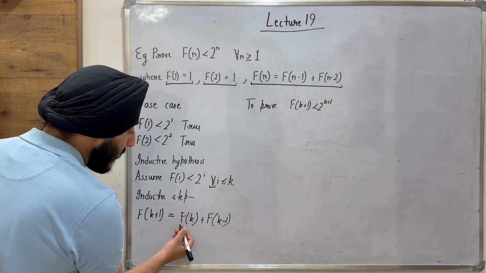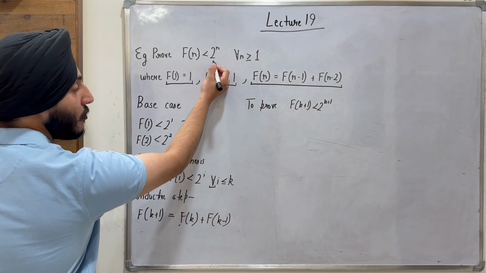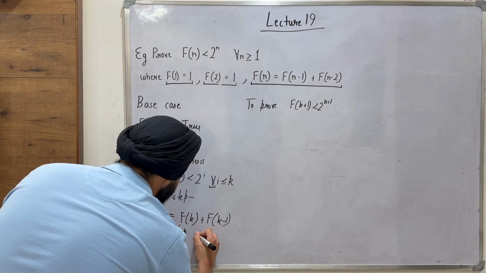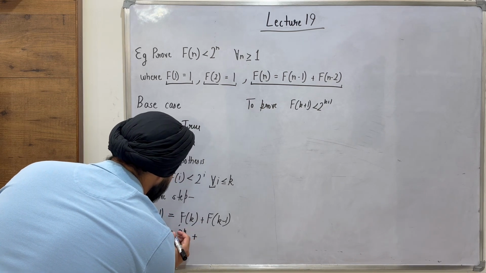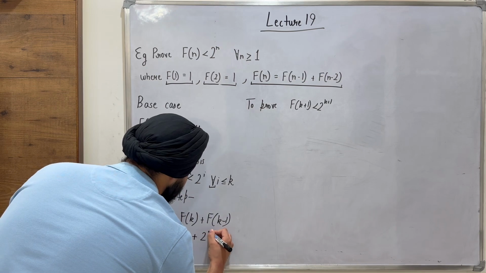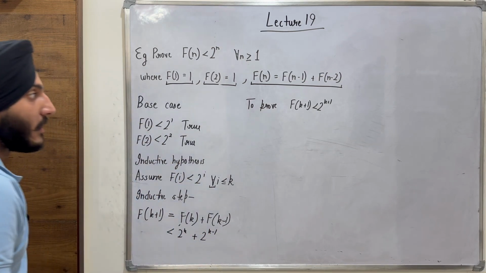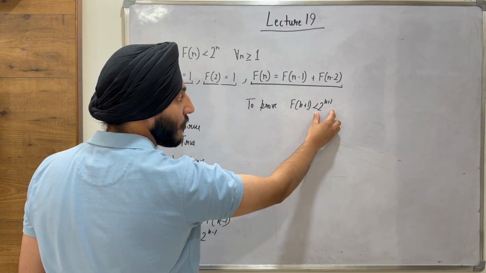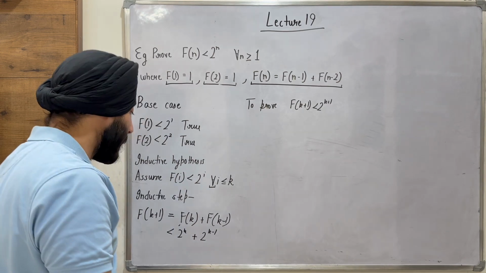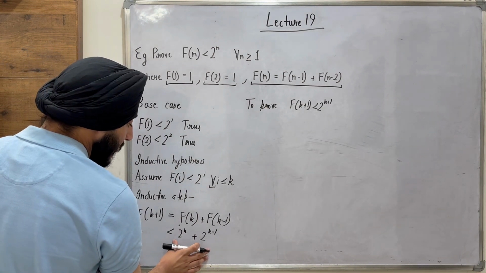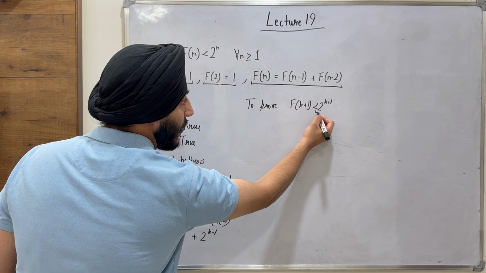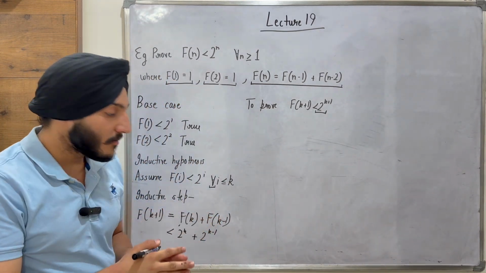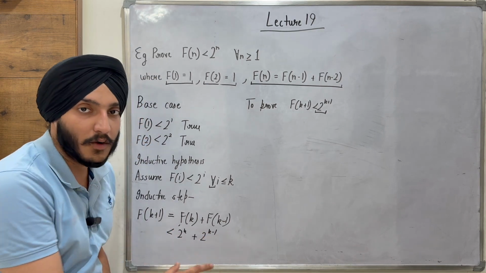So I can replace f of k with 2 to the power of k, and f of k minus 1 with 2 to the power of k minus 1, which gives me that this is less than 2 to the power of k plus 2 to the power of k minus 1. Remember what equation we are trying to reach: that this is less than 2 to the power of k plus 1. So I need to somehow convert this to 2 to the power of k plus 1. Now, I need to tell you about a basic concept that will help you understand how this works.